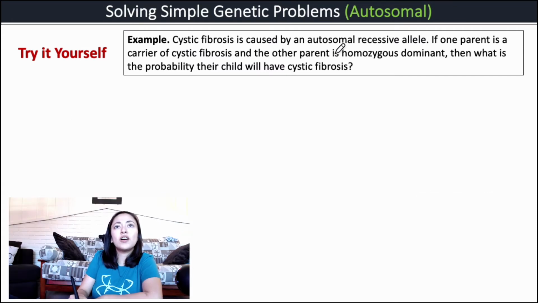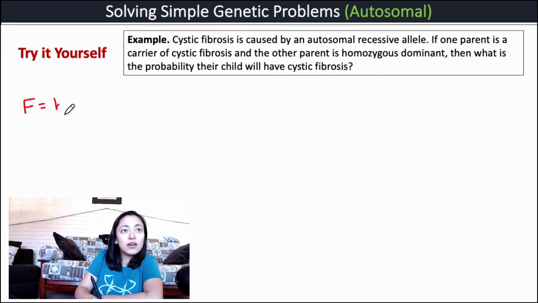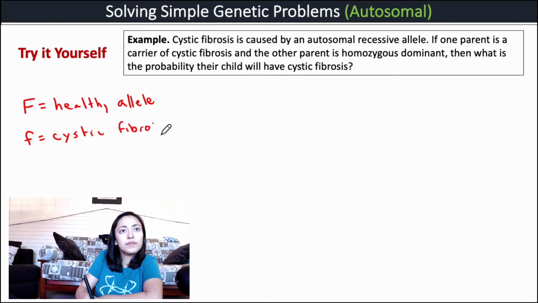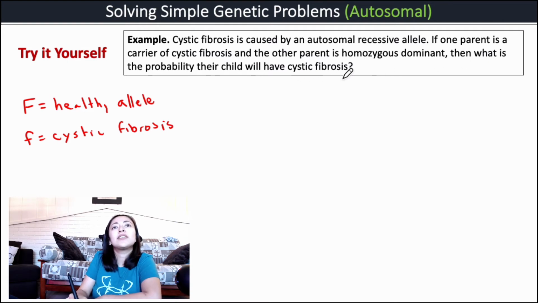Cystic fibrosis is caused by an autosomal recessive allele. So this is the same as before. So I would always start out with my key. And in this case, I would say big F equals the healthy allele, and little f equals cystic fibrosis. If one parent is a carrier of cystic fibrosis and the other parent is homozygous dominant, then what is the probability their child would have cystic fibrosis?